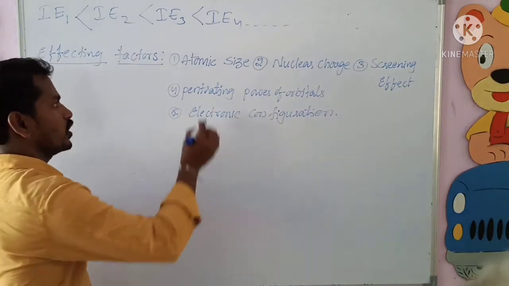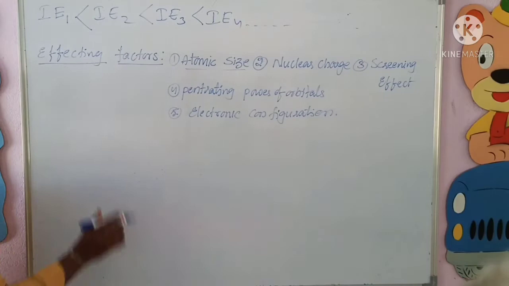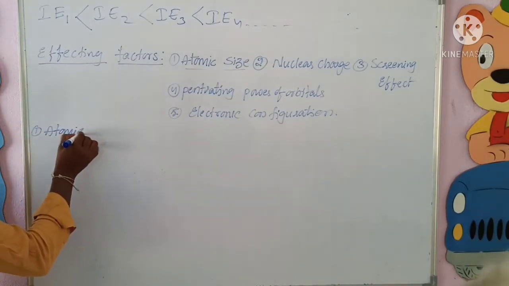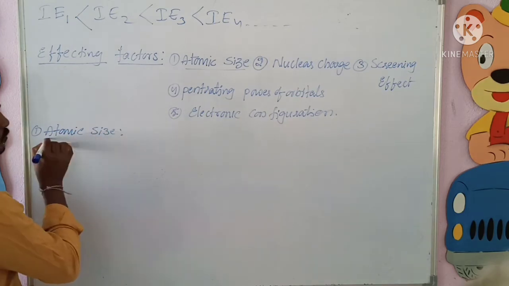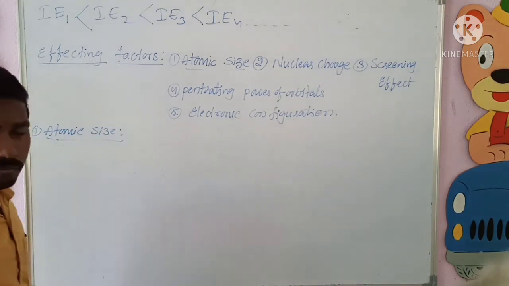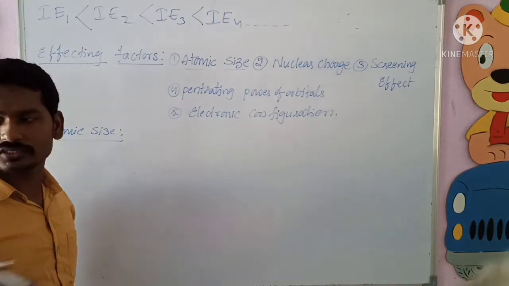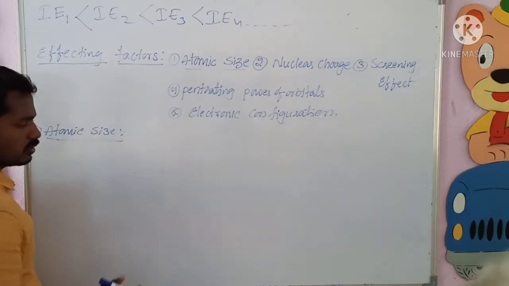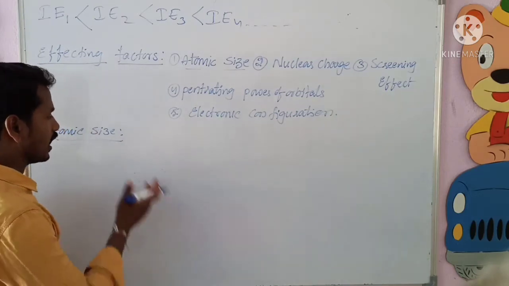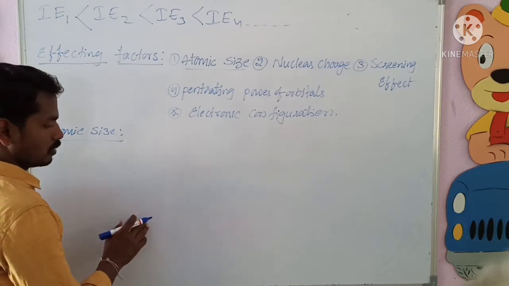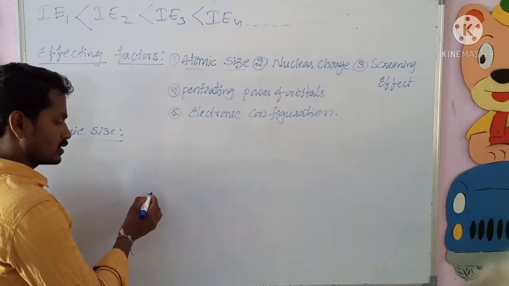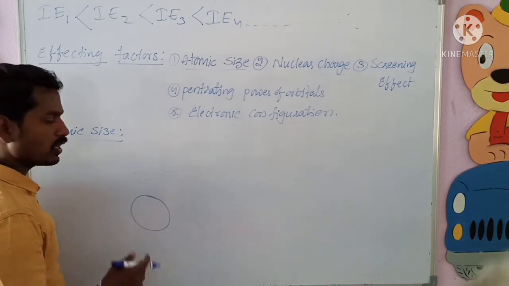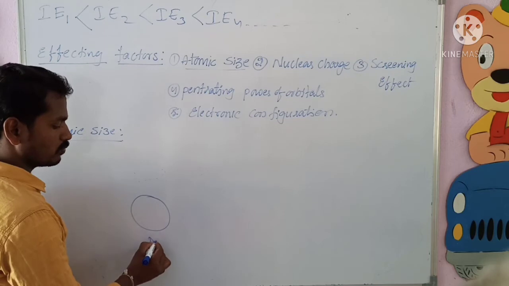In this, the first factor is atomic size. For clarification, take a simple example. Take the second period, first group element, sodium.